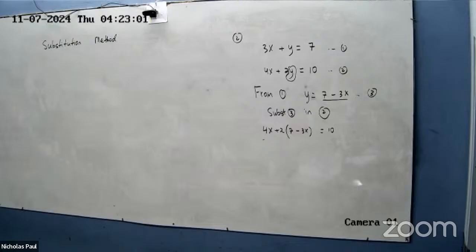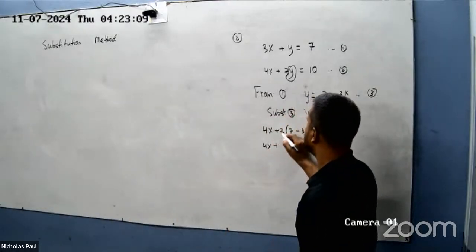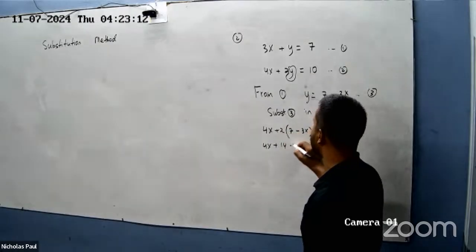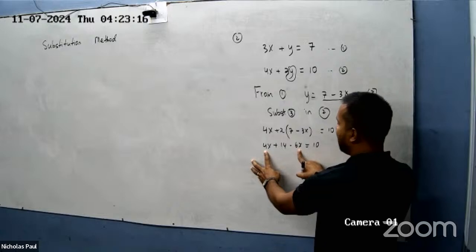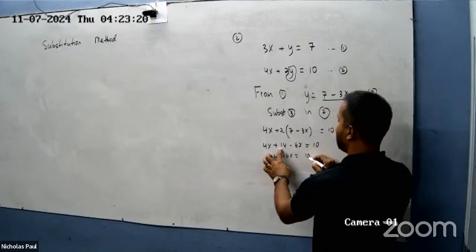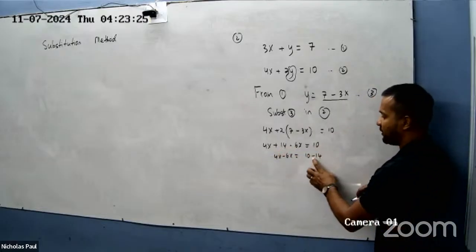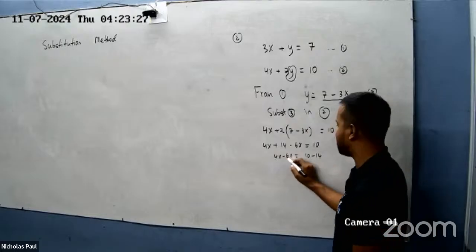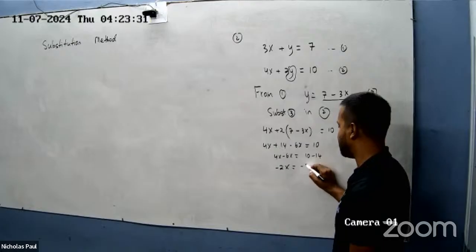All right, let's see. Right, so let's see what you got. So that's 4x, 2 by 7 is 14, 2 by minus 3x is minus 6x, equals 10. Keep the x's together. Move the 14 across. Right? Positive 14 across gives you negative, right? 4x minus 6x is minus 2x. 10 minus 14 is minus 4.